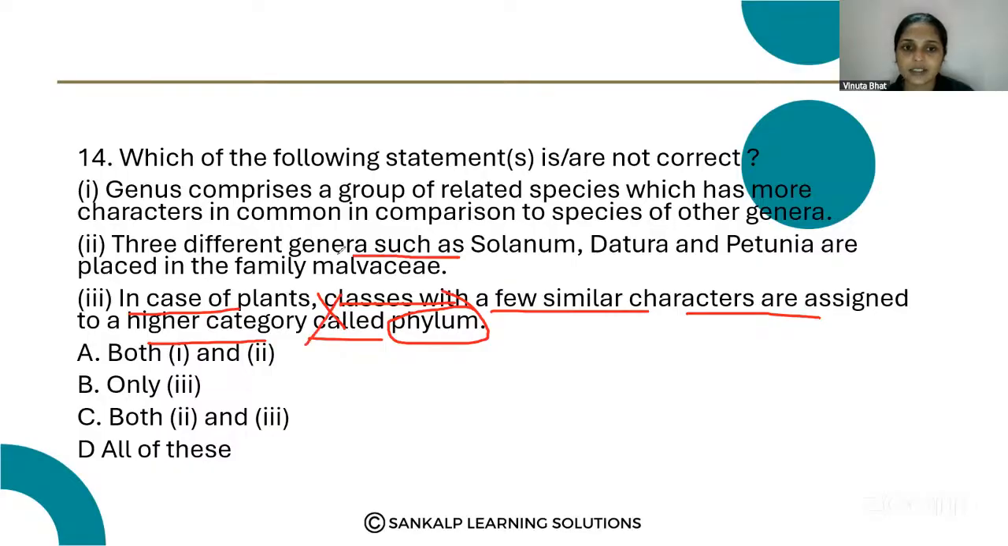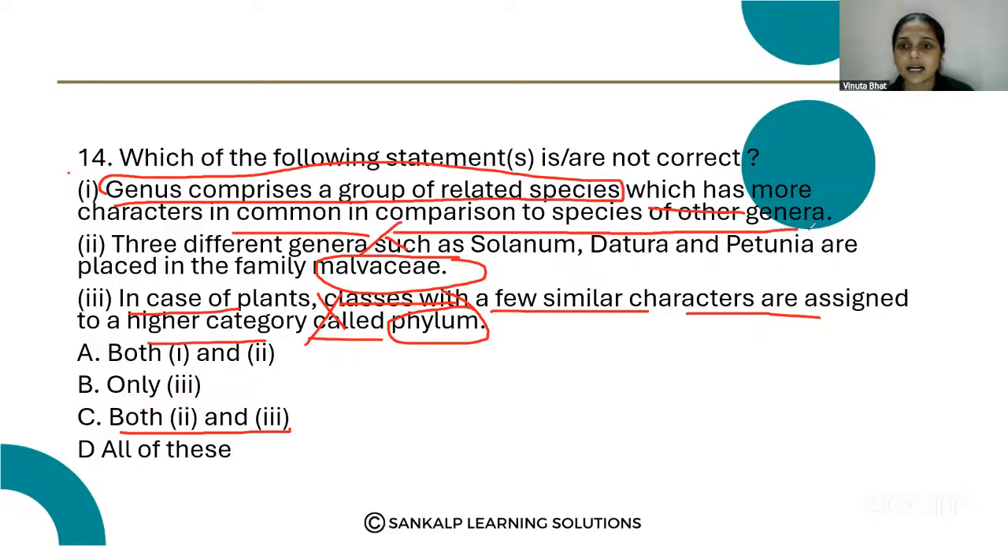And here Malvaceae is given. That is also wrong. So option C, that is both 2 and 3. Yes, here this genus comprises a group of related species which has more characters in common in comparison to the other genera. That is the correct statement.